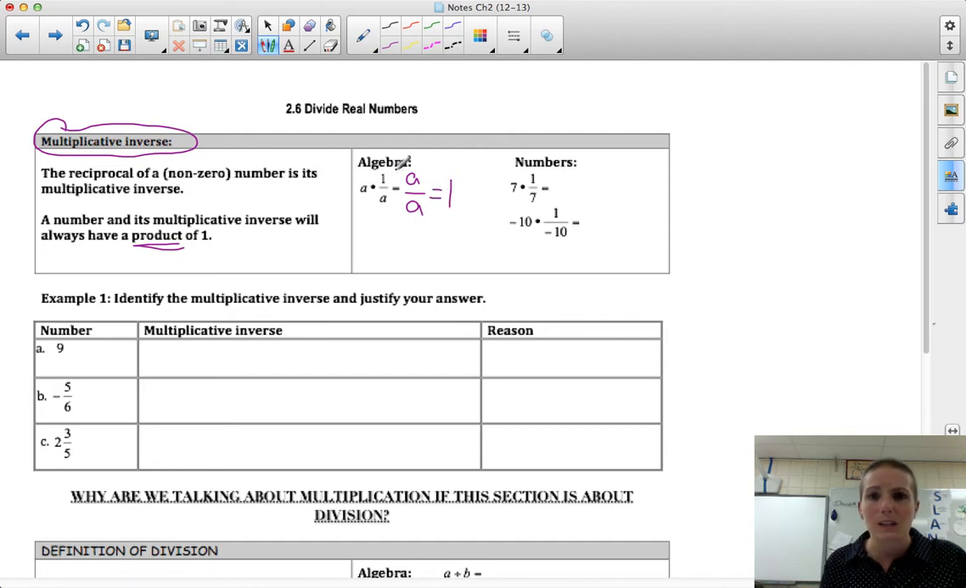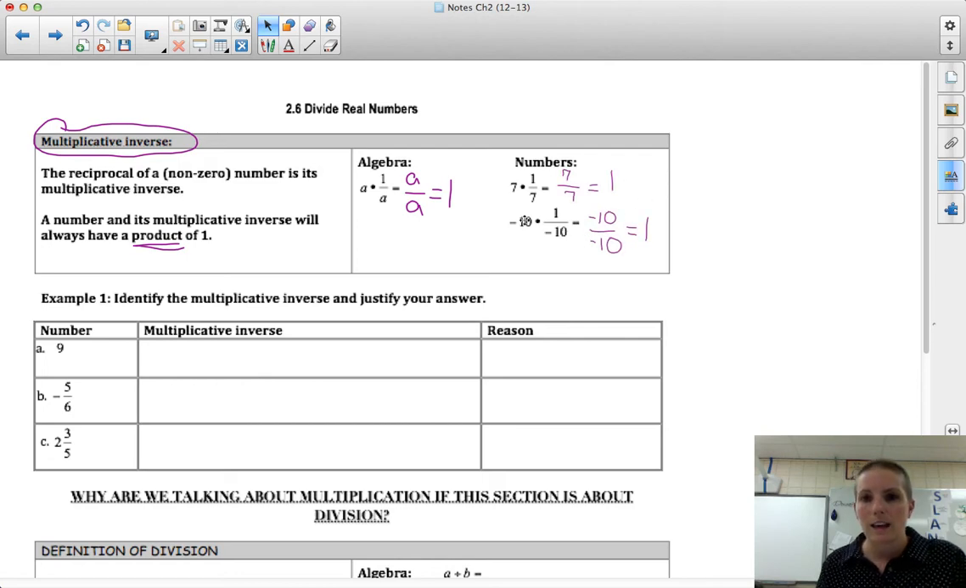This is the why. You don't need to show me that. I put it into our notes so we could see it. So the same thing's going to happen when we go over here. 7 times 1/7 gives us 7 over 7, and we know that's equal to 1. Negative 10 times 1 over negative 10, or even negative 1/10, because that negative should really be in the numerator on a fraction. It really shouldn't be in the denominator. But for the sake of this example, negative 10 over negative 10 gives us a 1.